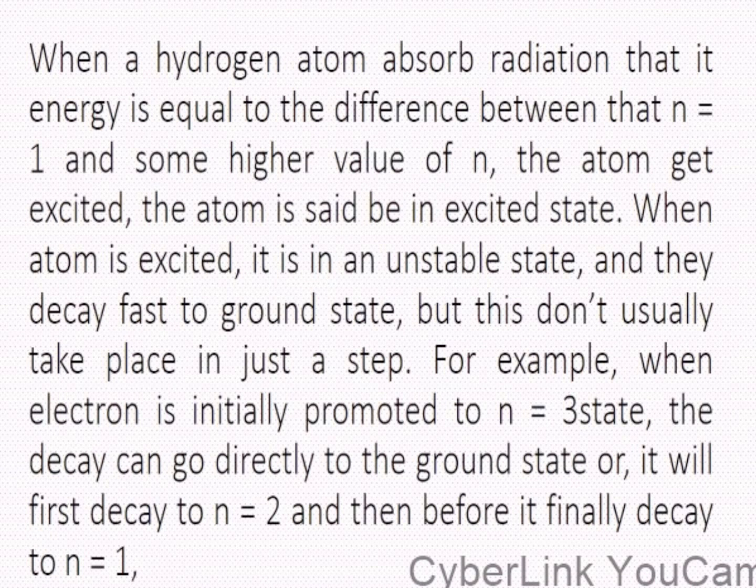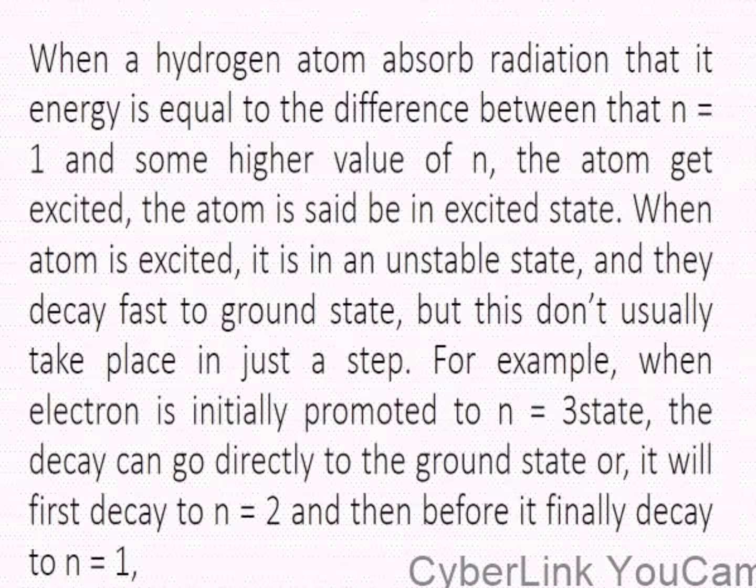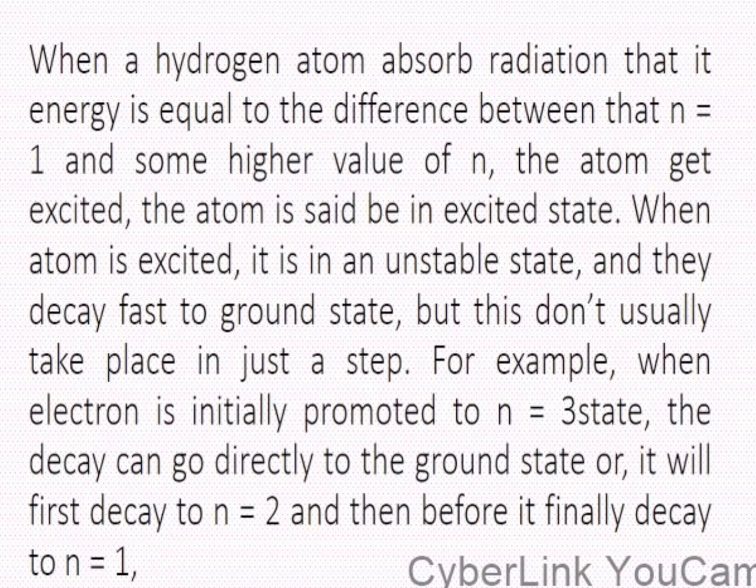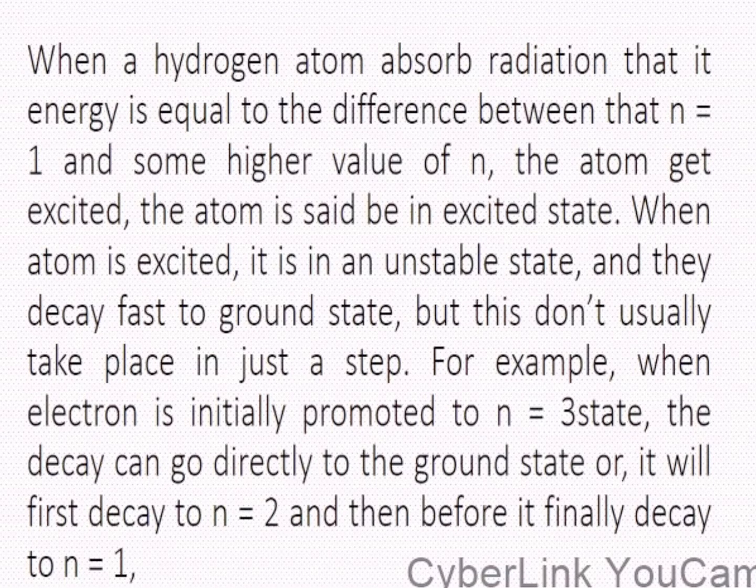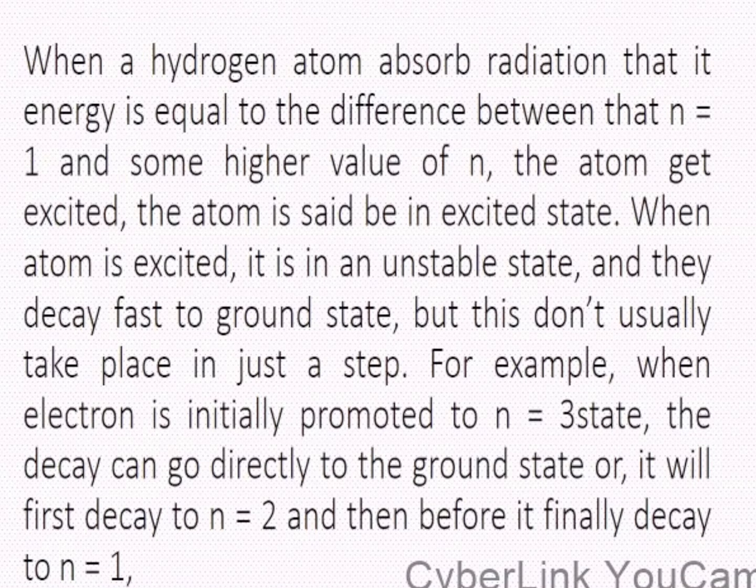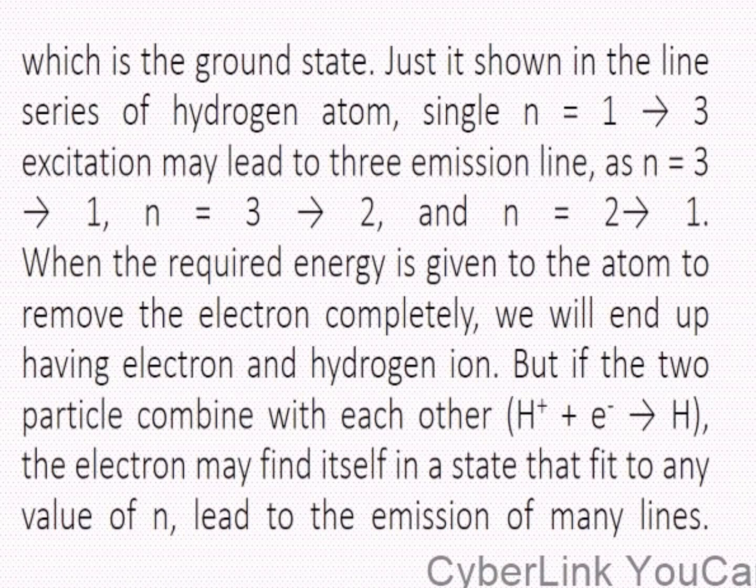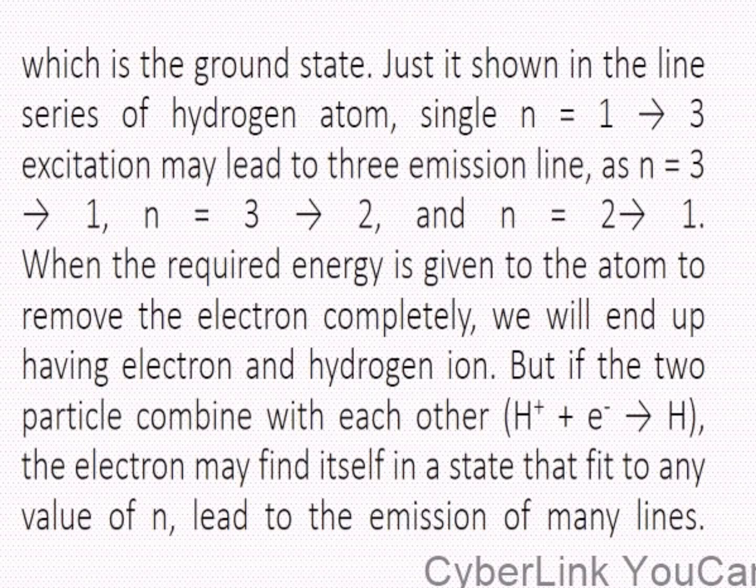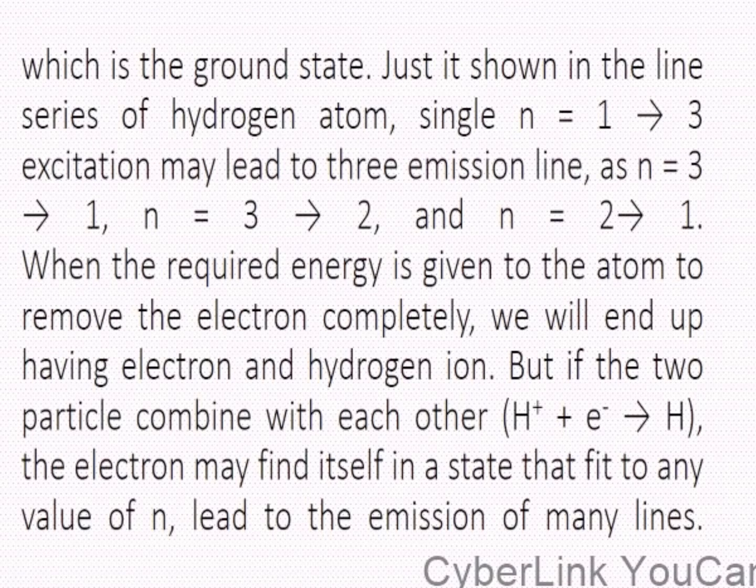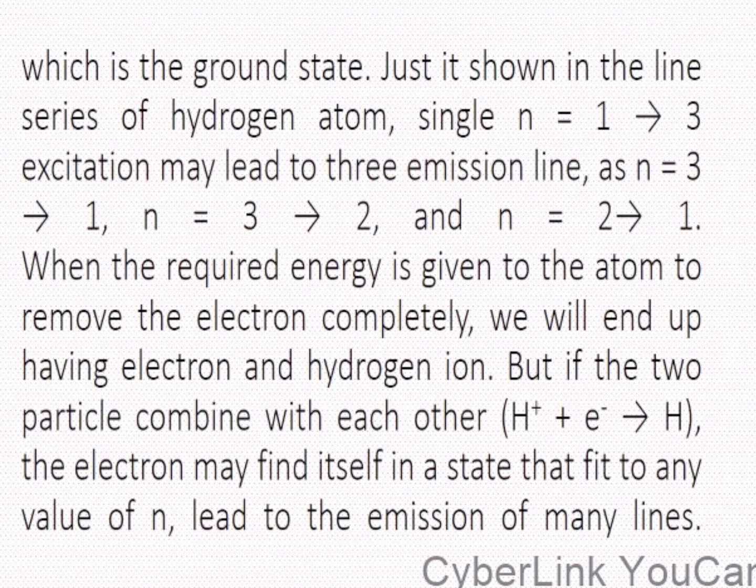For example, when the electron is initially promoted to the n equals 3 state, the decay can go directly to the ground state, or it can first decay to n equals 2 and then finally decay to n equals 1, which is the ground state. This is what is shown in the line series of the hydrogen atom. Since a single excitation from n equals 1 to 3 may lead to three emission lines: n equals 3 to 1, 3 to 2, and 2 to 1.